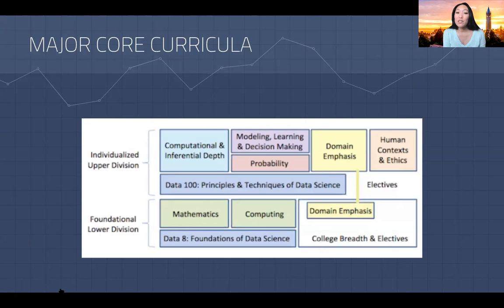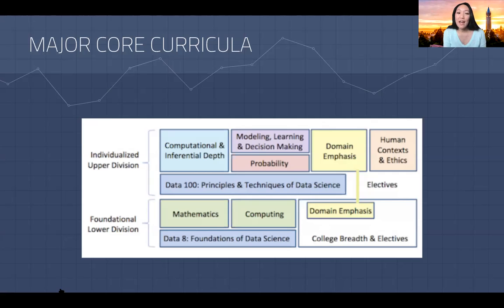You would take an advanced course in probability. You would take a course in modeling, learning, and decision making, which usually involves a lot of machine learning. And you would take a course in human context and ethics, where you talk about what are the societal impacts of data, what are the really big issues around confidentiality, around ethical algorithms, what are the things that are happening in the news today that any responsible data scientist should be aware of.